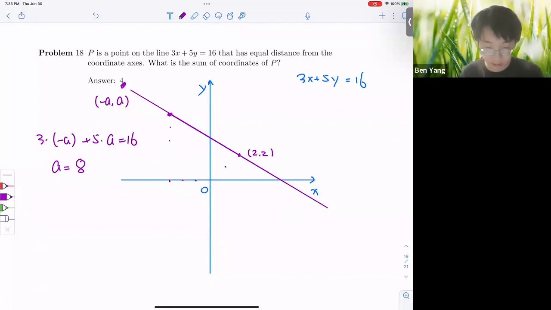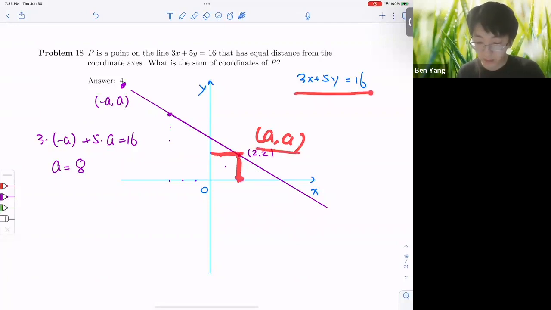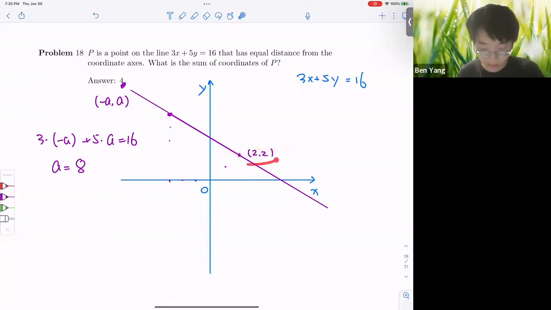Cool. It seems that the point (-8, 8) does satisfy all of the conditions there. So that's one possible point. And if the point is here, then I guess we already see the point (2, 2). But if you want a more rigorous solution, then you can assume that the point is (a, a), because same distance to the axis. And then you can plug in 3a + 5a = 16, and you will see a is equal to 2. So we already have a point here, (2, 2).